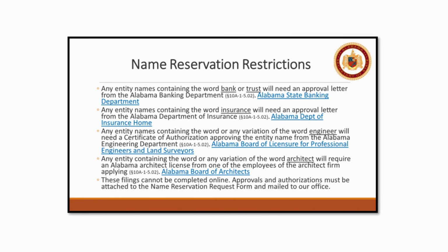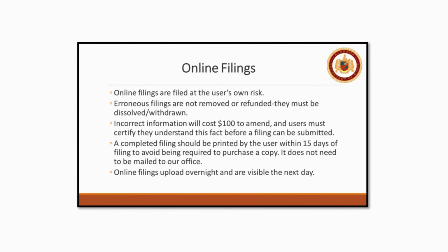If the name is not used to form an entity within that year, the certificate expires and the name becomes available. Once the entity has been registered or formed, the name will not expire. Now, we have our domestic formation and foreign registration options.